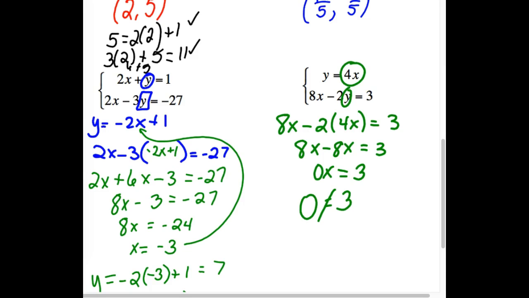What situation graphically would this represent? I'm not getting a solution. What do we know about those lines? They'd be parallel, right? We have two parallel lines. There's never going to be a place where they intersect. So we're going to say no solution. And the reason behind that is we have parallel lines. Okay?